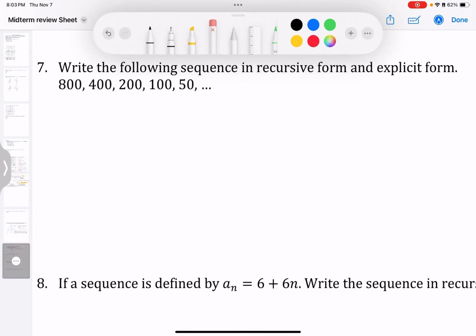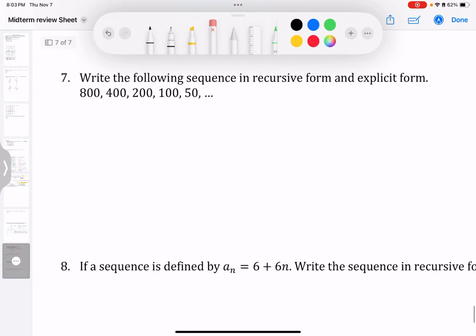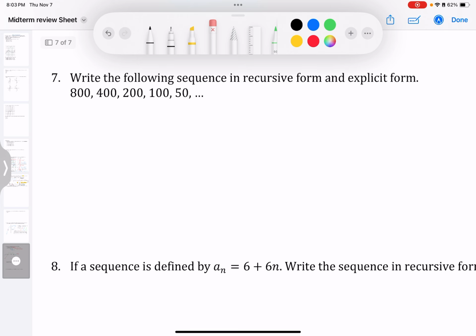All right, so number 7 and then number 8, we're going to do this in one video. Number 7 says, write the following sequence in recursive form and explicit form. So in this case, let's first determine if the sequence is arithmetic or geometric.